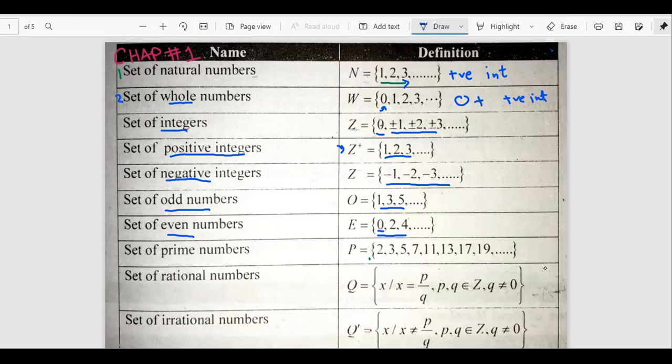Students at times just mess up with the 0. 0 is an even number. Just know that, okay? If we talk about prime numbers, so do you guys know what prime numbers are? Okay, so a prime number is a number which has two factors only, one and the number itself, right?